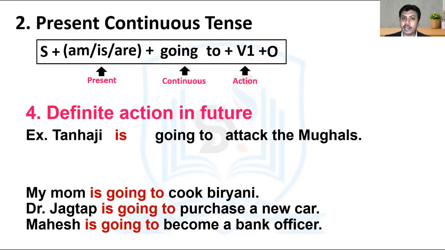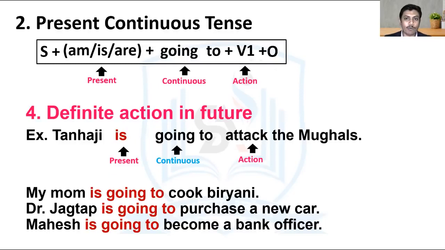If I say this statement, I'm going to watch a movie this Sunday. If I'm telling about this thing using going to plus V1, then it is a definite action. No matter what, it will happen for sure. For example, Siddhi, you must have watched the Tanaji movie. Tanaji is going to attack the Mughals. Now it is completely decided. The plan is ready and Tanaji is going to attack the Mughals.